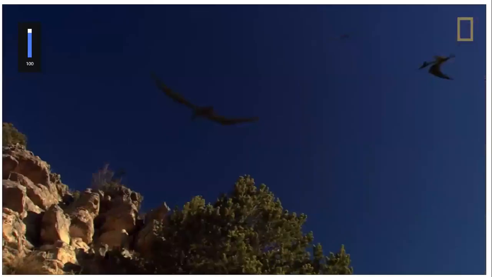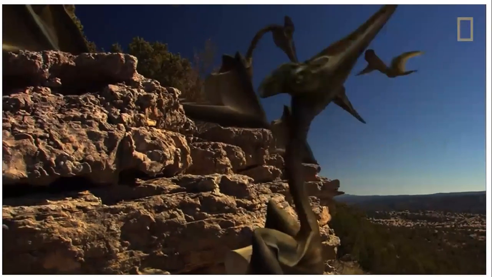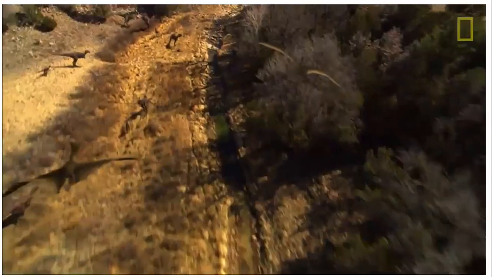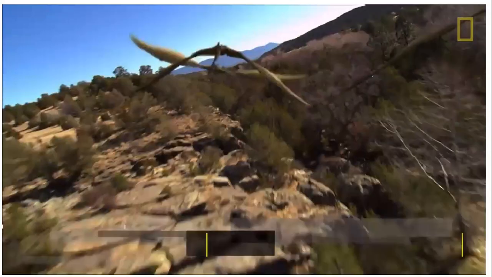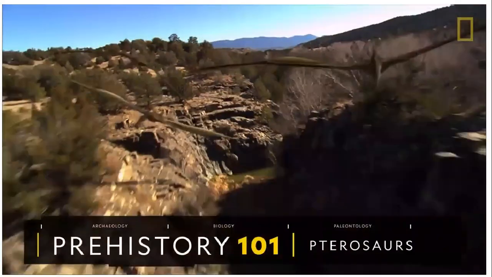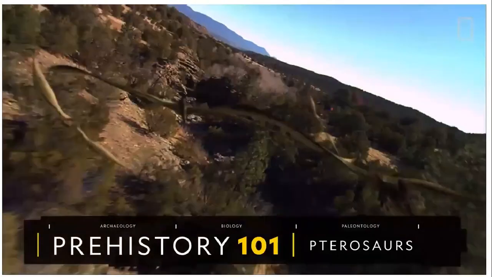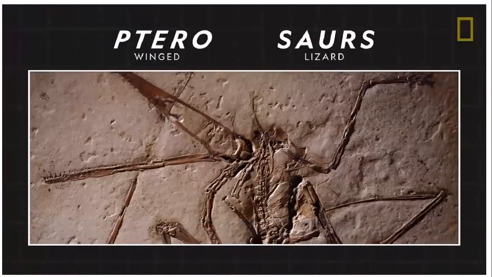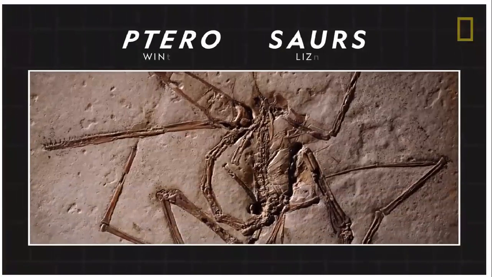Much like today's birds, pterosaurs ruled Earth's Mesozoic skies, adapting to many different habitats, while their dinosaur cousins roamed below. But these were no birds. Pterosaurs were flying reptiles, and some were as big as fighter jets. Pterosaurs means winged lizard in Greek, and they were the very first vertebrates on Earth to take to the skies.